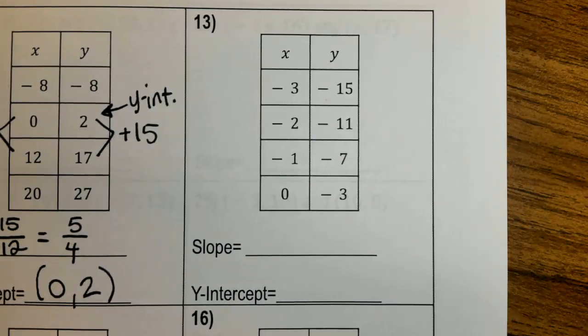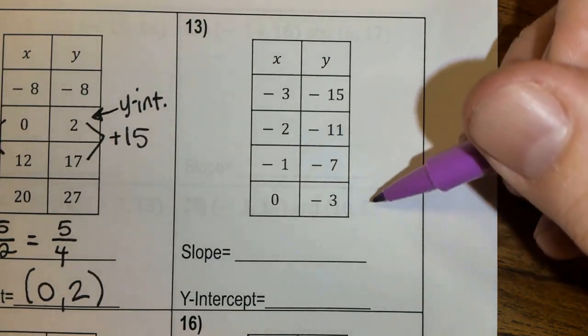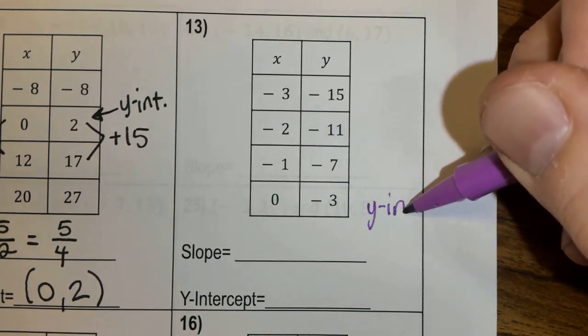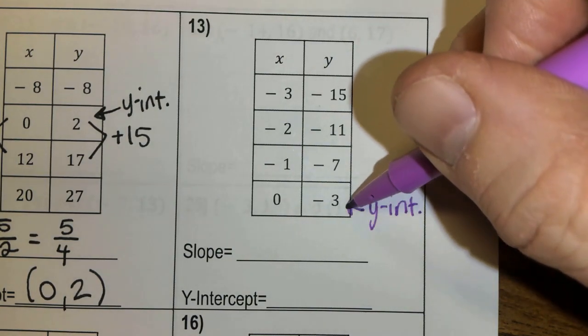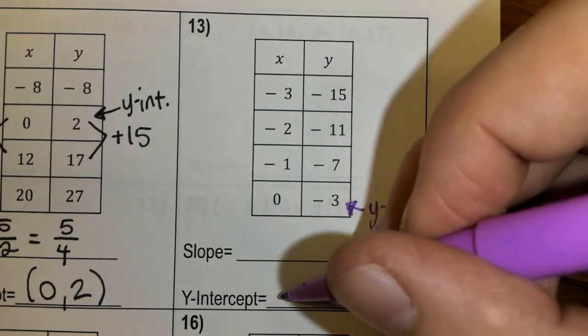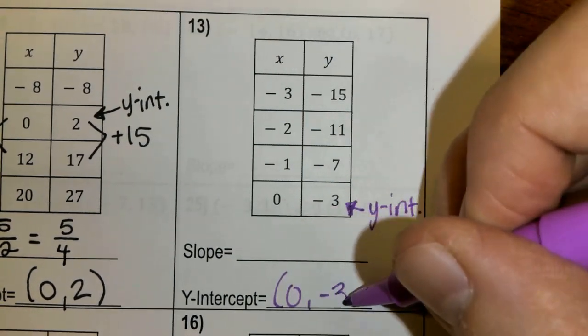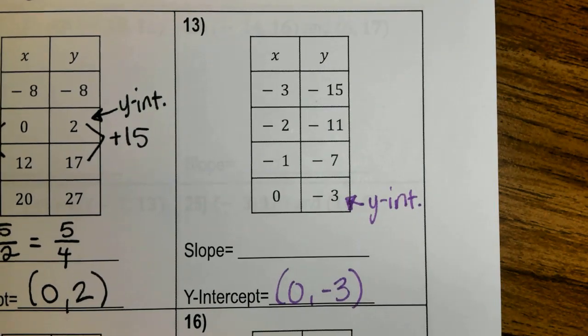All right, number 13. Some of y'all might already be seeing the y-intercept is right here. So I'm going to go ahead and do that first just because it's very noticeable. Okay, so I have y-intercept. Now I just have to find slope.